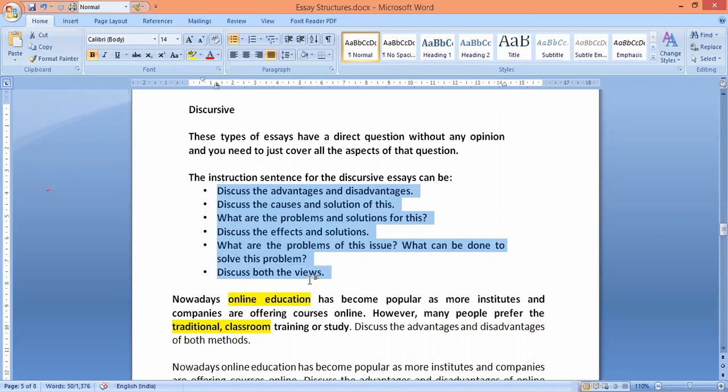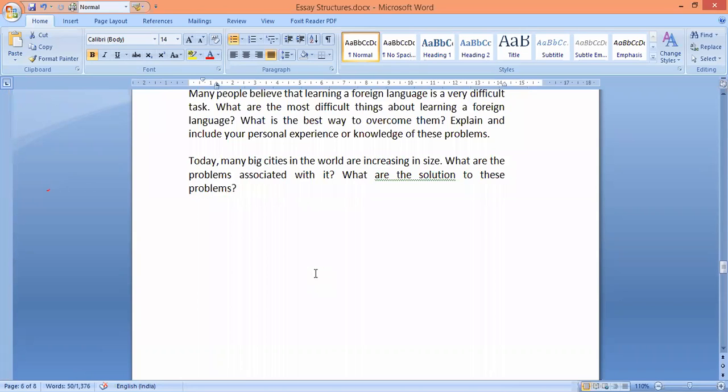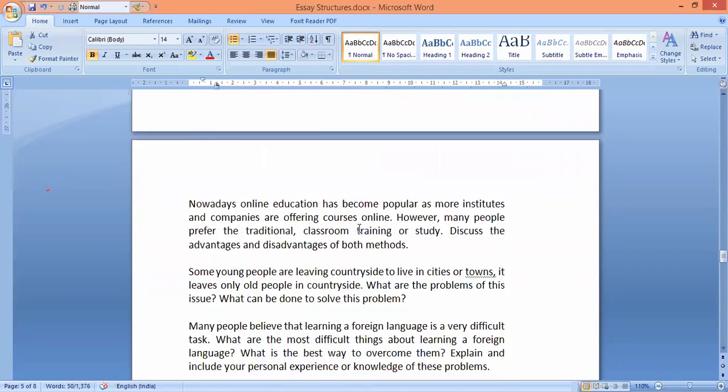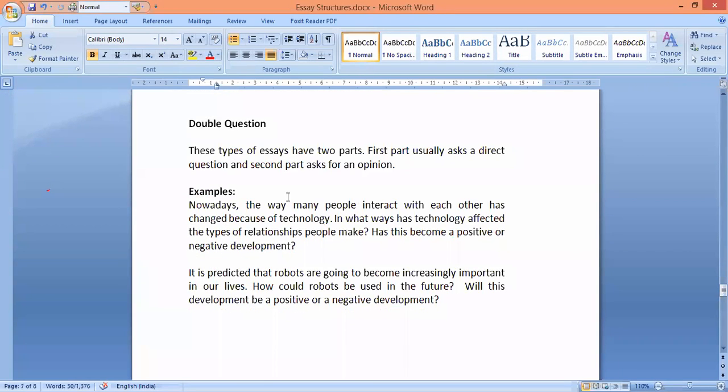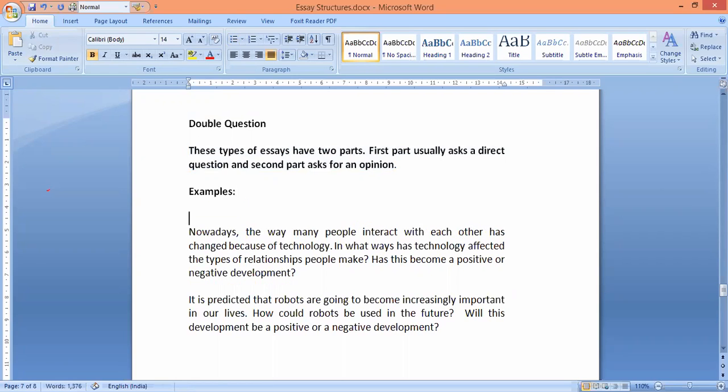And now I'll move on. It's been a long time, so I'll try to finish so that we cover all the 4 types. Now double question. A double question is very easy to answer, but some people get very confused in it. A double question has 2 aspects: one direct question, one opinion. See this question. In what ways has technology affected the relationships people make? And has this become a positive or negative development? Do you see 2 parts?